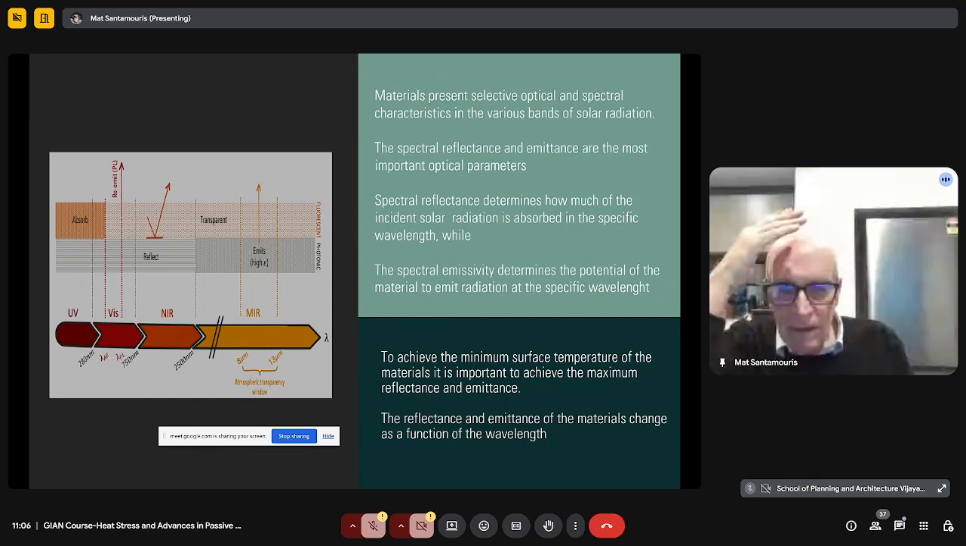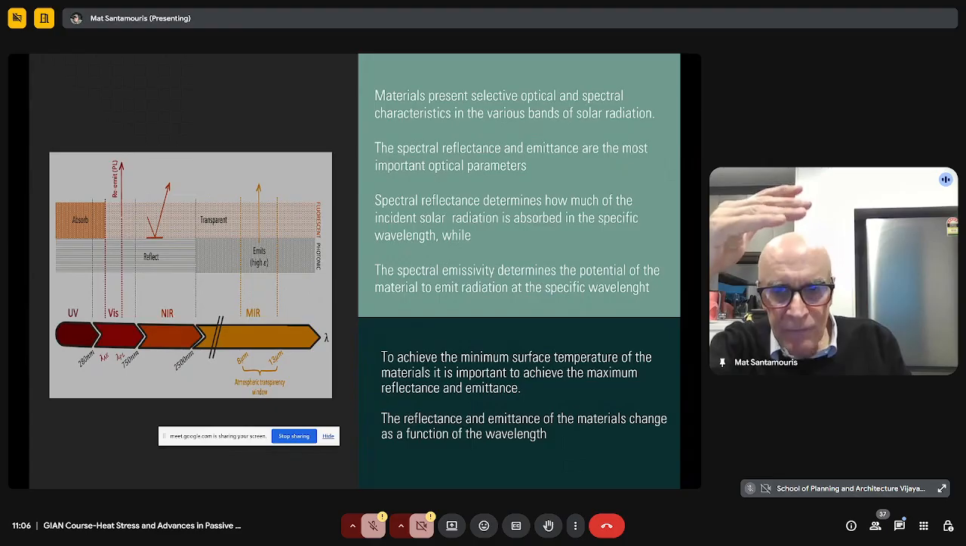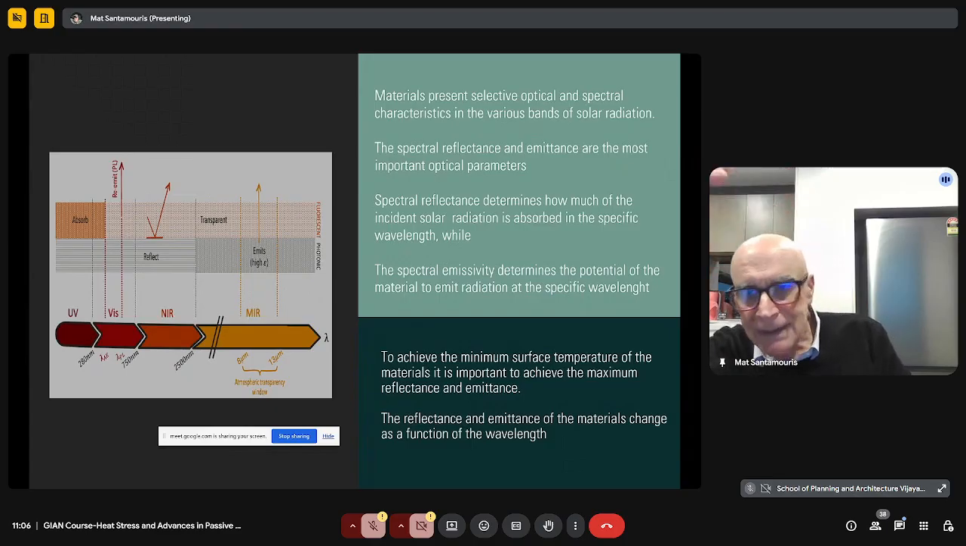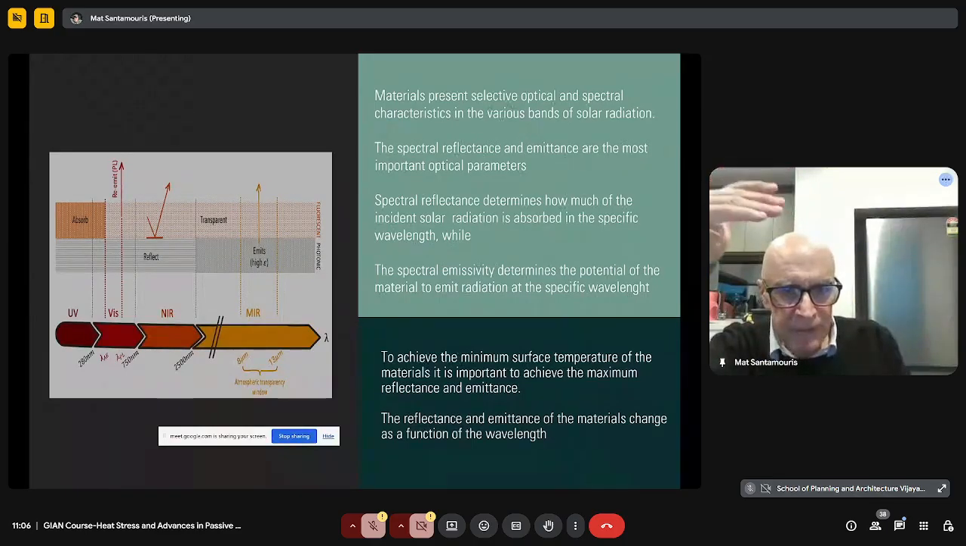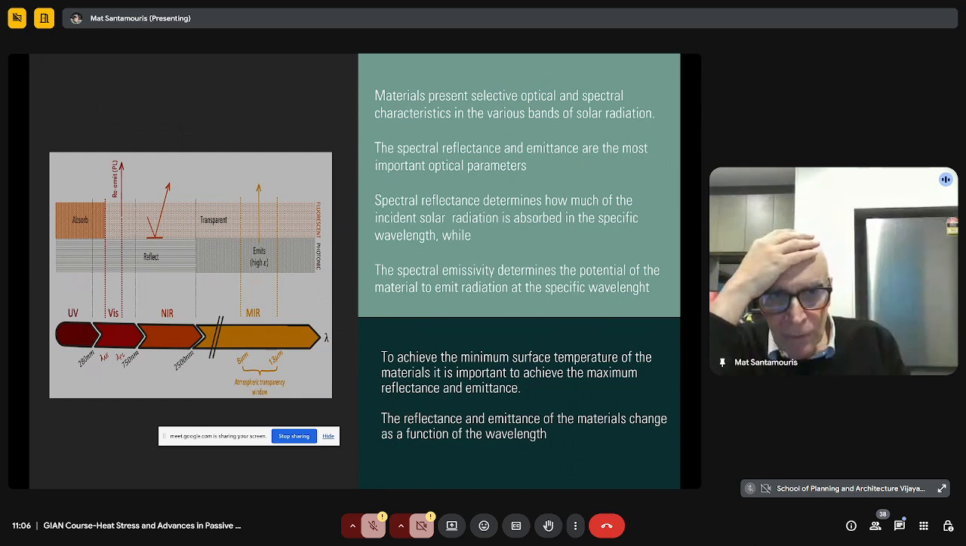So we have to understand that each material has a spectral reflectance and emittance, which are the most important optical parameters. The spectral reflectance determines how much of the incident radiation is absorbed at a specific wavelength. The spectral emittance determines the potential of the materials to emit radiation at a specific wavelength. These are two very important properties that determine the thermal balance of the materials.